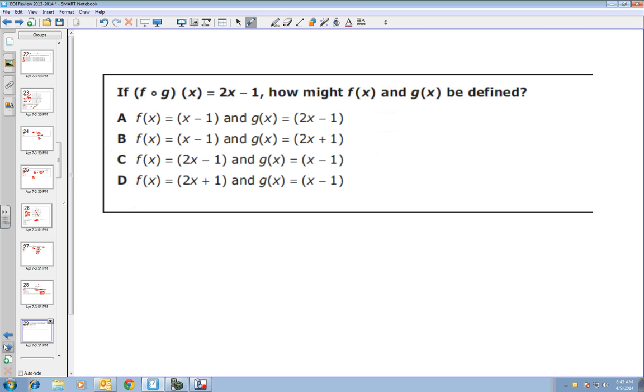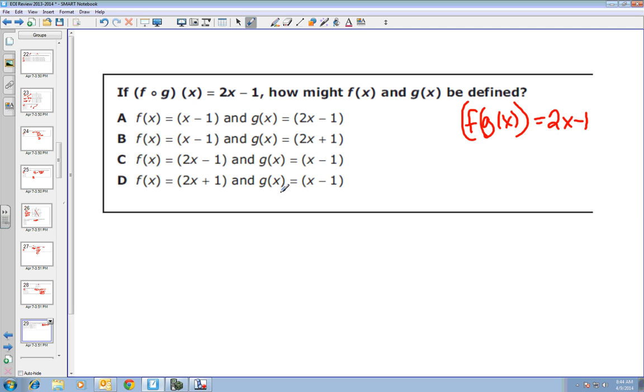Okay, this problem is a little different, and it looks kind of confusing at first. They say if f of g of x equals 2x minus 1, how might f and g be defined? So here's what they're saying. They already found this answer. They're saying f of g of x is 2x minus 1. So we have to figure out which of these they used for my f and g.